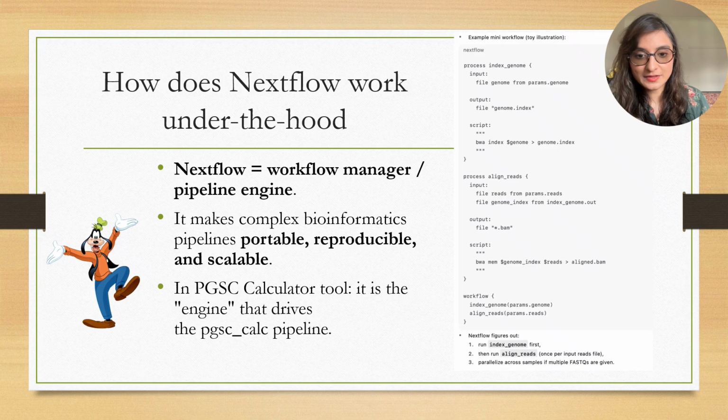So you can see over here that we've got an example mini workflow, thanks to ChatGPT insights as well. It shows a little example of a Nextflow pipeline here. Nextflow figures out that it runs the index genome process first, and then it runs the align reads process here, once per input reads file. Then it parallelizes across samples if there are multiple FASTQ files involved. So you can just see this over here. It runs this process, and then it runs this.